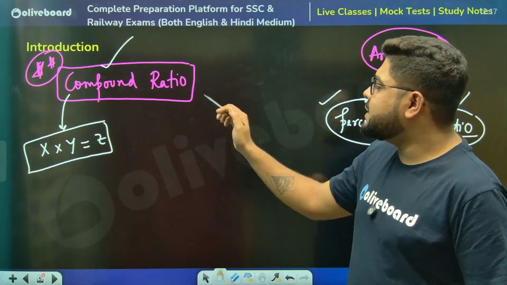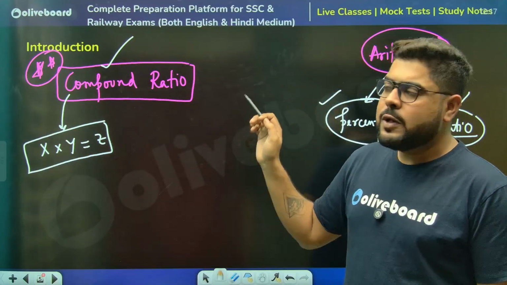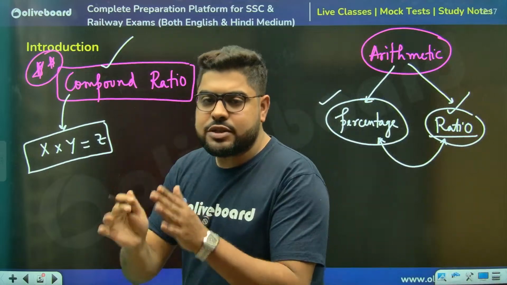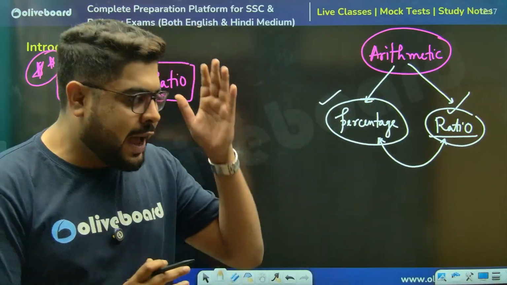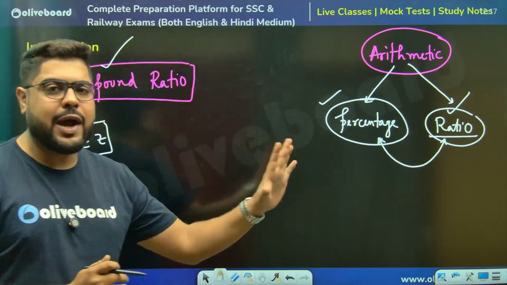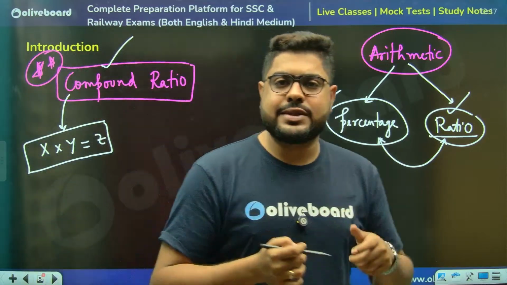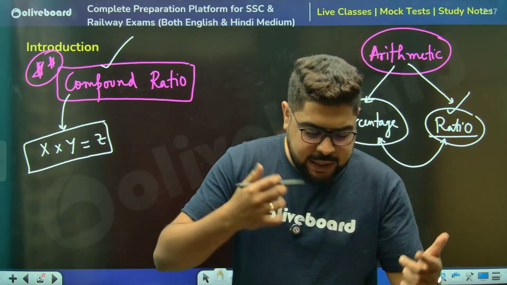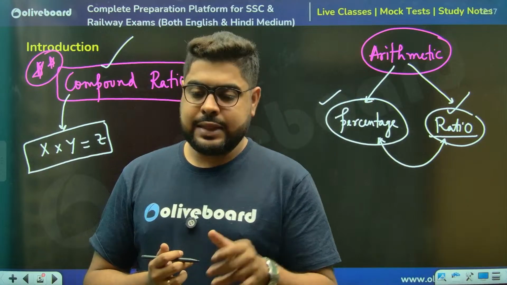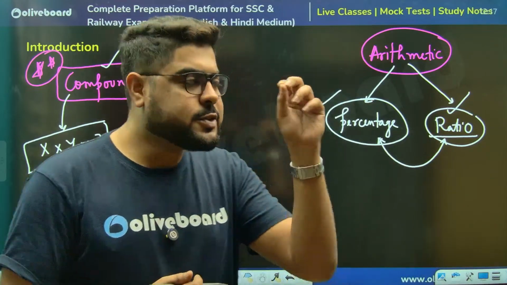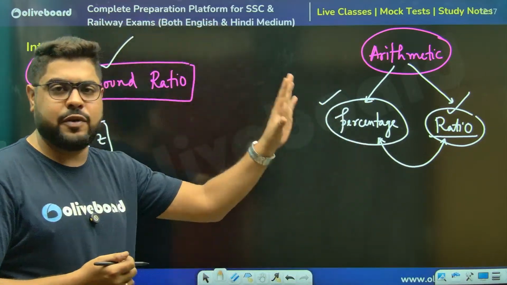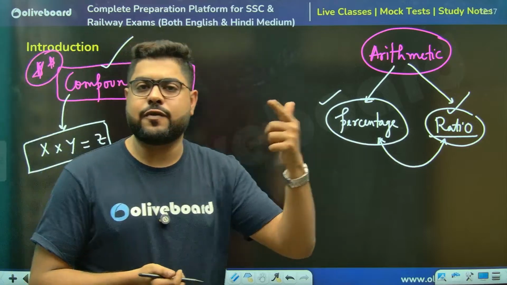So please understand compound ratio. These are the fundamentals of arithmetic. You have to learn this properly. What manipulations can you do inside a compound ratio? How can you think about the compound ratio? These are the small little things that will give you that edge that you are looking for.